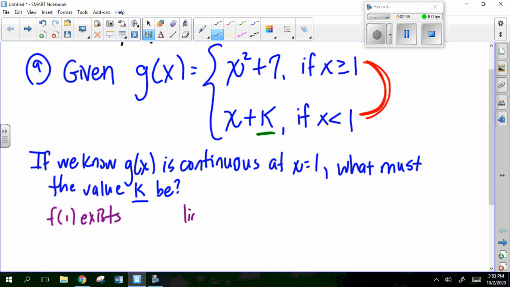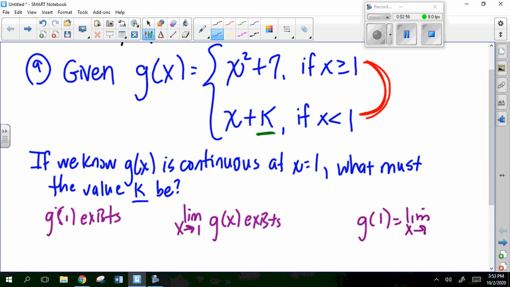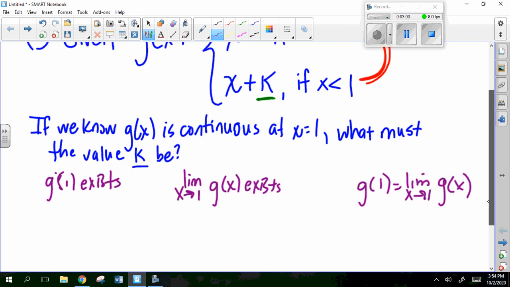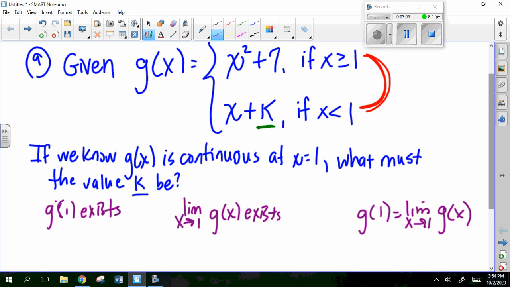Then we have to make sure that the limit as x approaches 1 of g of x exists. And technically, we do need to make sure that g of 1 then equals the limit as x approaches 1 of g of x. Okay, so those are the 3 conditions for being continuous. All right, so we just need to go through them and check and see if any of those give me a way to solve for k.